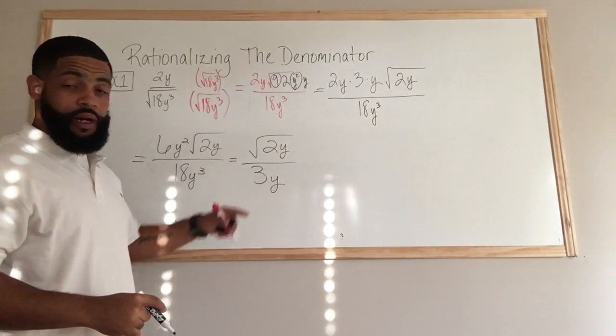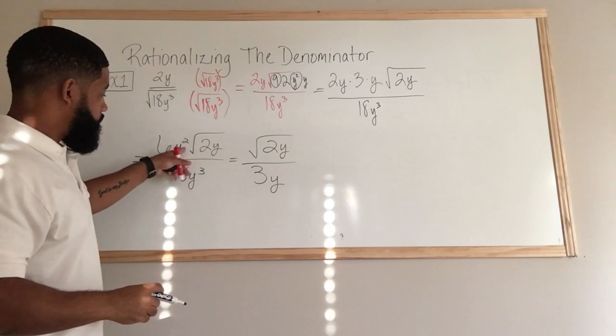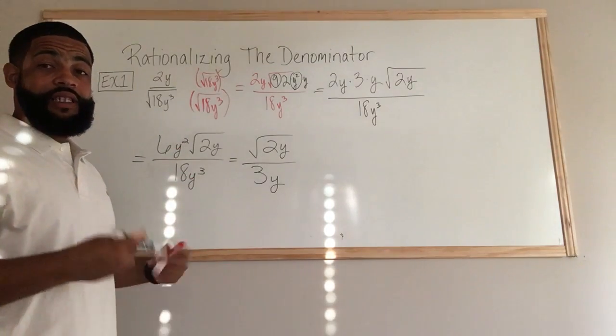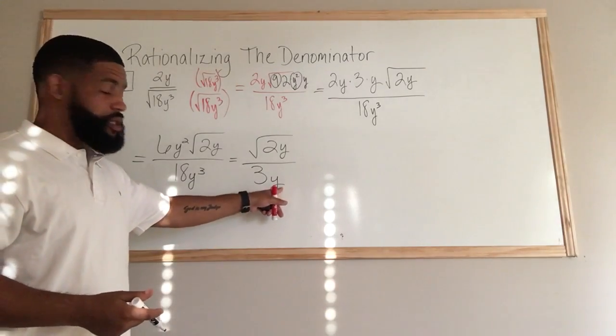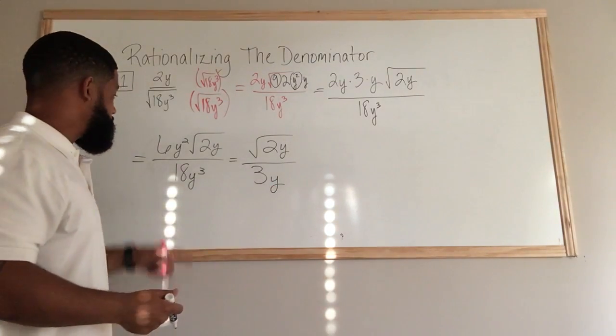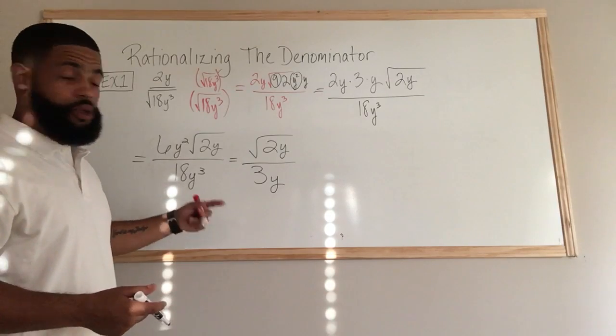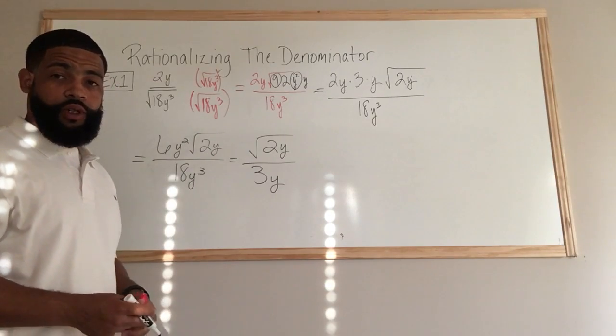The reason why this y is in the denominator is because y squared over y to the third is y to the -1 power, and anytime we have a negative exponent, we must make it positive by taking it to the denominator. 6 over 18 is equal to 1 over 3. We do not have to put this 1 there.